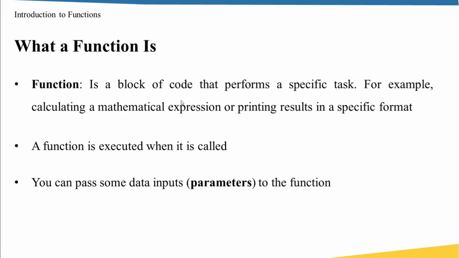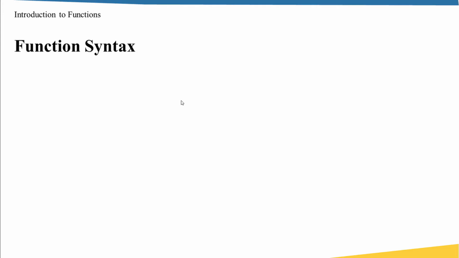The function can accept some data inputs, which are known as parameters, and the function will take these inputs in order to process them in some way, and then will give you the result. The result could be printed, or the function could return the actual data, so you can use this data somewhere else in your program. As you note here, I use the word can when I say some data inputs, and the word can when I say returns some results, because it's optional to pass data inputs or to make the function return values. Now let's see the function syntax.